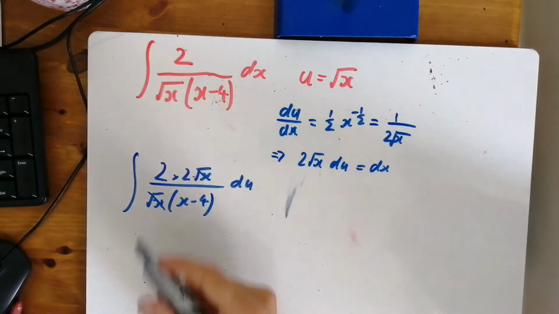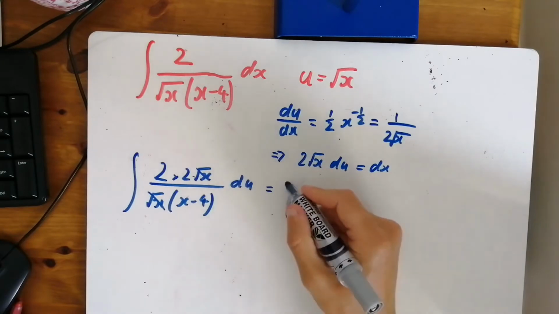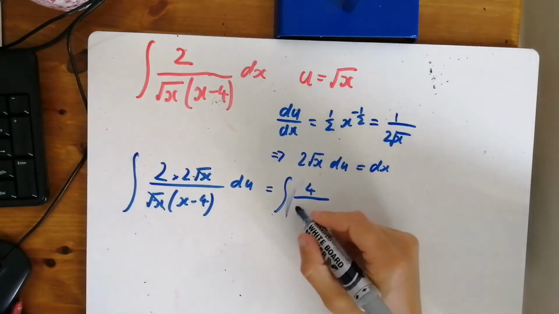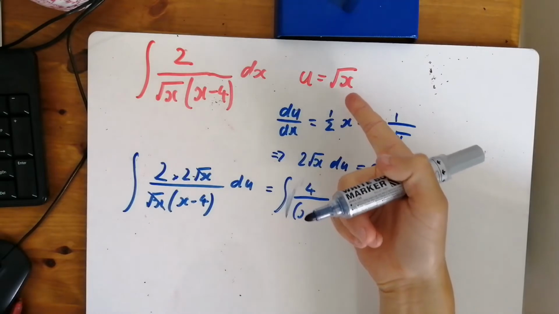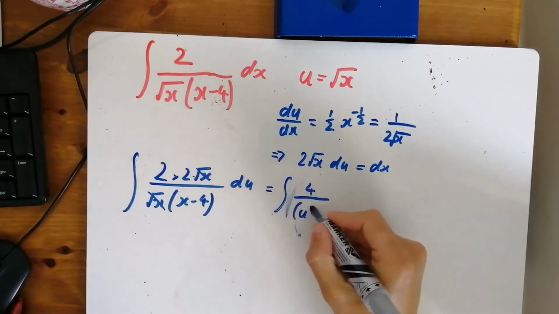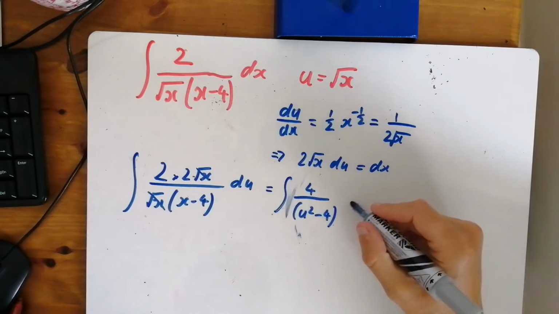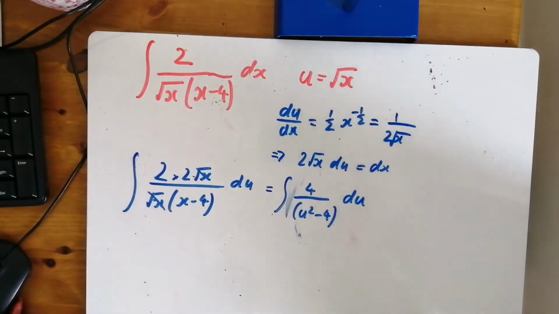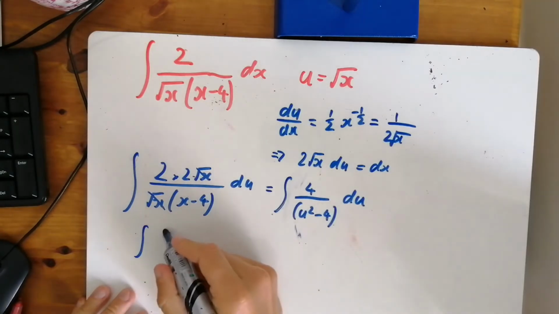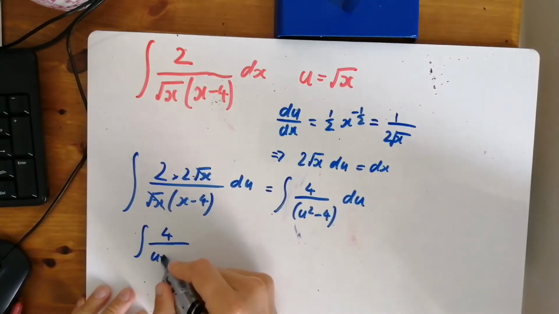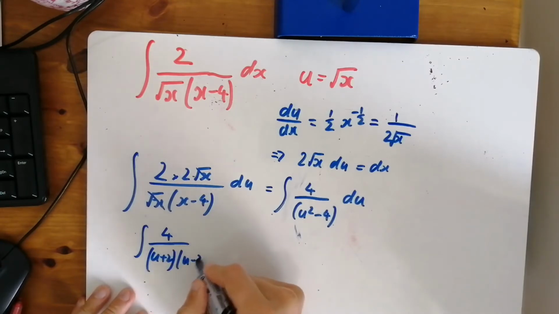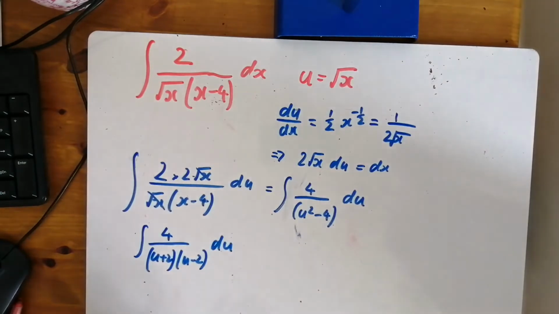And that cancels. And we're left with replacing our x with u squared. Okay, once we get to this stage, it's not a standard integral. However, this denominator factorises, so we'll do that. It's difference of 2 squares. And now we can integrate by partial fractions.